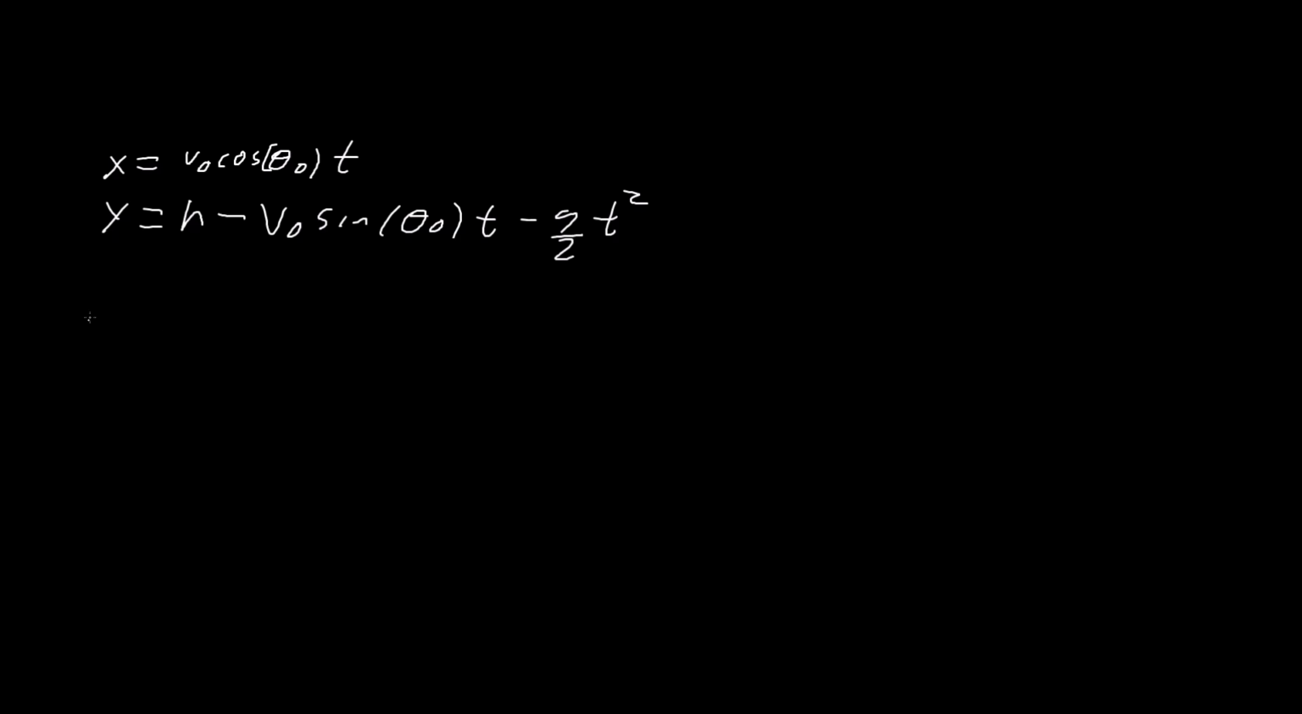So what I'm going to do is let y be 0. I'm going to let h be h. I'm going to let t specifically be x over v naught cosine of theta naught, and I'm just going to substitute that in there. That's going to be my first step.